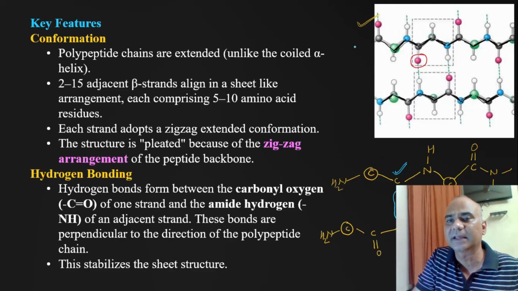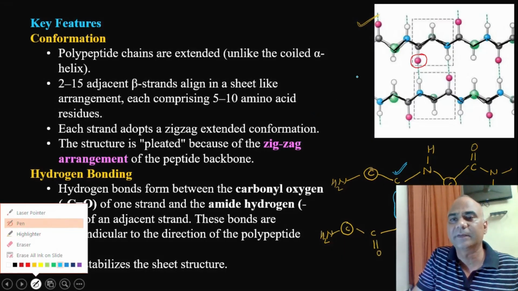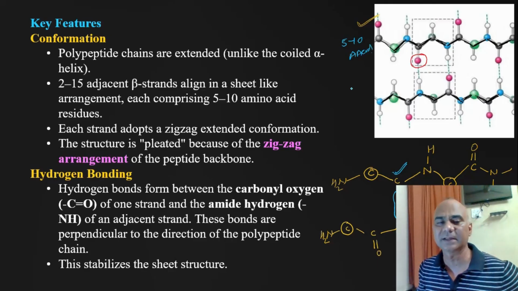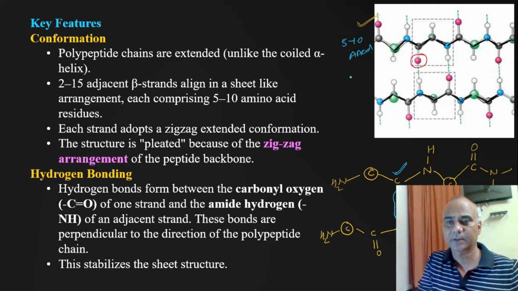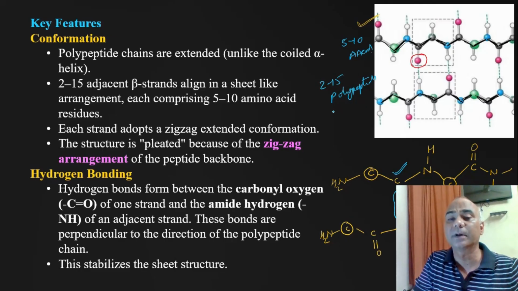In this structure, in each polypeptide chain, how many amino acids are present? Then we can say that 5 to 10 amino acids are present in a polypeptide chain on average. And how many polypeptide chains may be present in a beta sheet? Then we can say that 2 to 15 polypeptide chains can make a common beta sheet.